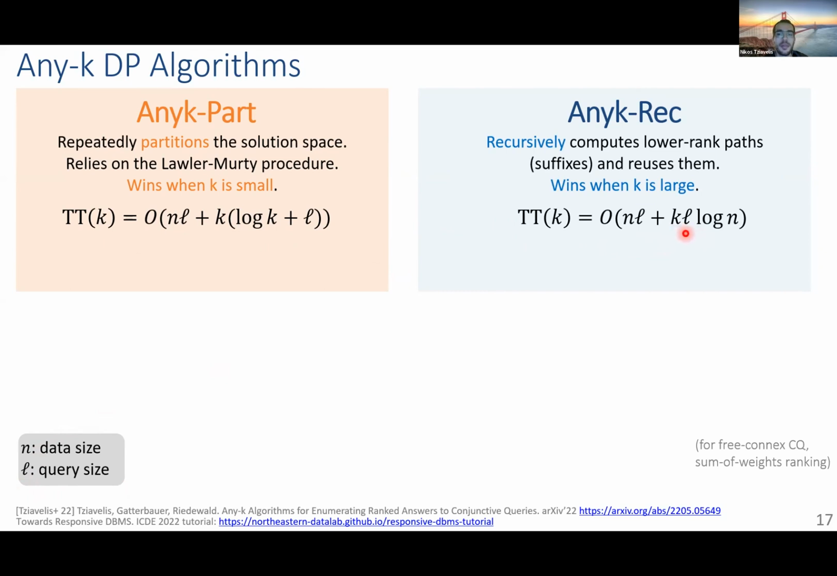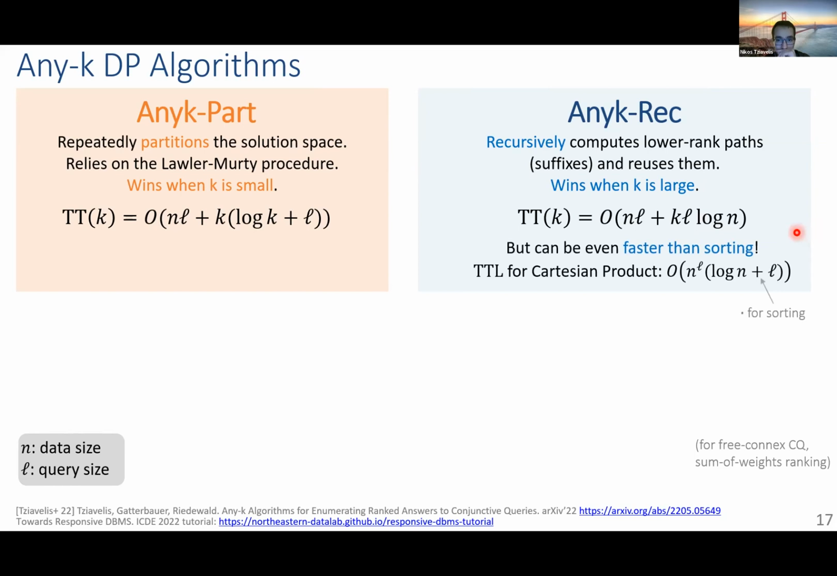Anyk-Rec, its guarantee, if you look at it, it's a bit weaker because the enumeration part can be more expensive, but it works in a way that can reuse computation. It can reuse comparisons between suffixes, essentially. And what we found is that this algorithm wins in general when the value of K is large. That's something we saw experimentally, and then we were also able to prove it in certain cases. So basically, if you have a Cartesian product, which is a rather extreme case, but that's to make the proof work, we can prove that this algorithm is faster asymptotically than sorting, which can be surprising.